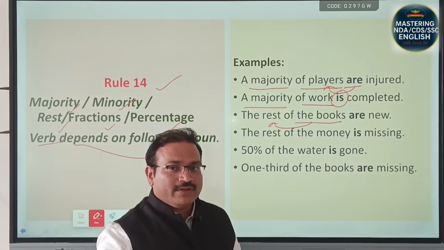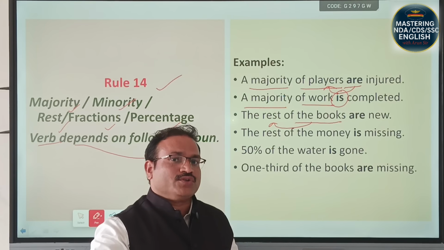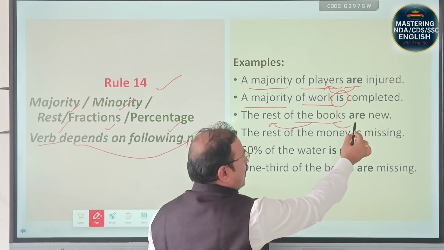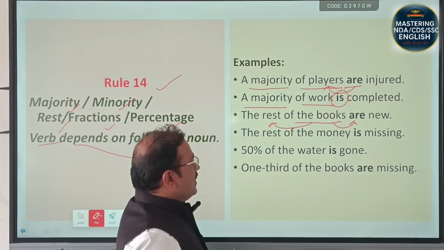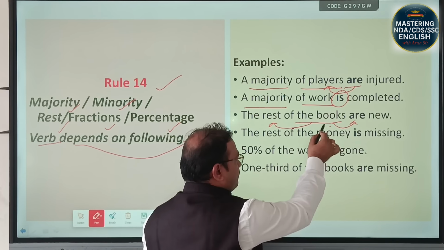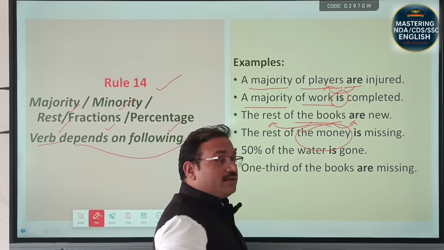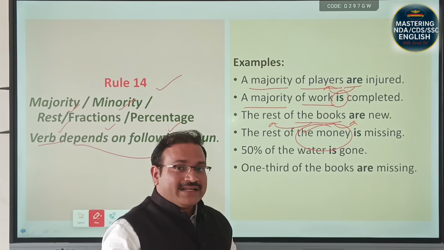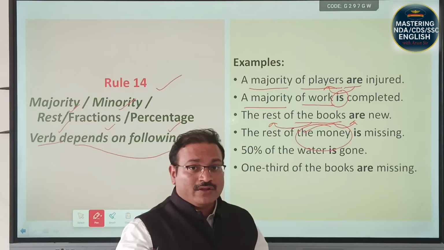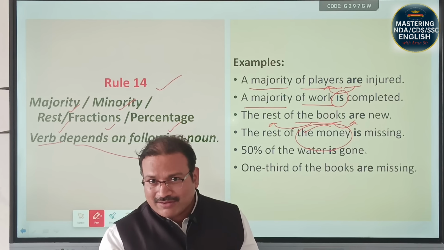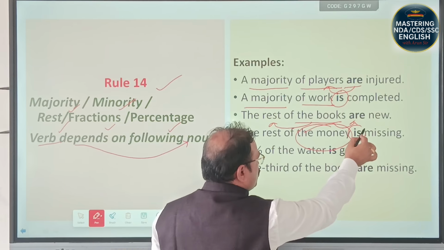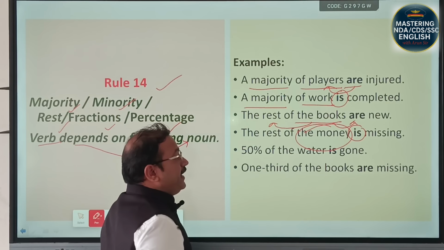The rest of the books. Now books are countable. The rest of the books will be countable, plural. So we'll take the plural verb are. The rest of the money. Money is what? Uncountable. So the rest of the money will also be uncountable. Uncountable is singular. We'll take a singular verb. So, the rest of the money is.